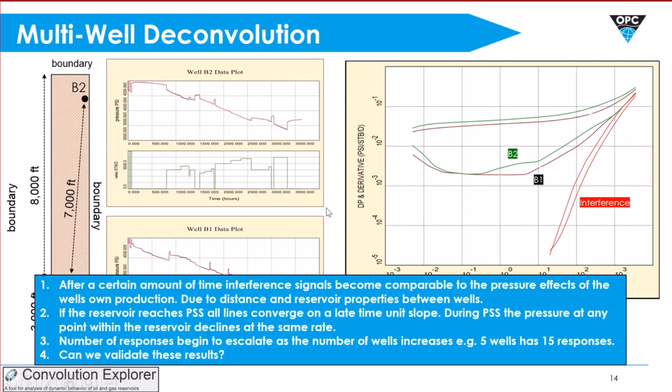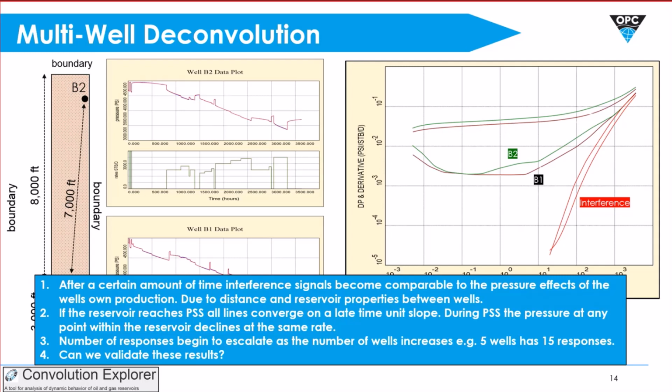So just to go over some of those points again, remember, after a certain amount of time, interference signals become comparable to the pressure effects of the well's own production. So in this case, that comparable effect is about 300 hours. So we see it starts small, and after about 300 hours, the pressure effects of interference is comparable to the self-responses of B1 and B2. If the reservoir reaches pseudo-steady state, all lines converge on a rate time unit slope. During pseudo-steady state, the pressure at any point within the reservoir declines at the same rate.